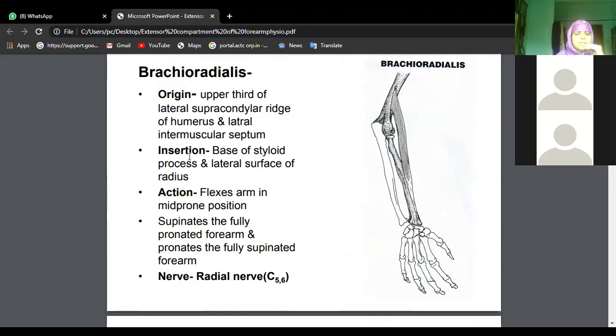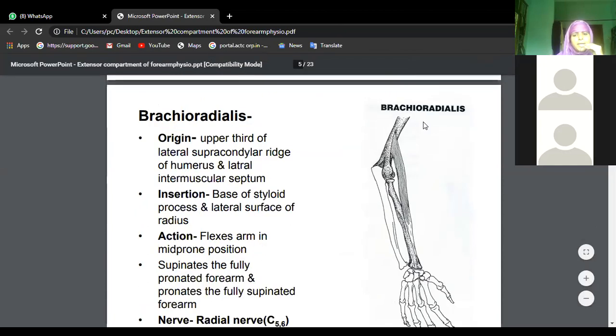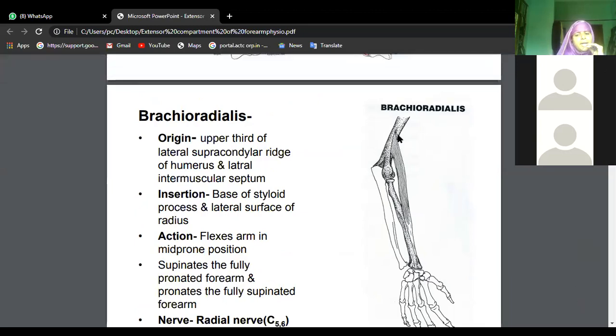Now let us see the muscles one by one. The first muscle we have is brachioradialis. If you remember, I told you about the lateral supracondylar line, there is a code, BEA: brachioradialis, extensor carpi radialis longus, and anconeus. They arise one below the other from the lateral supracondylar line. I gave you the code BEA. So all three come one below the other.